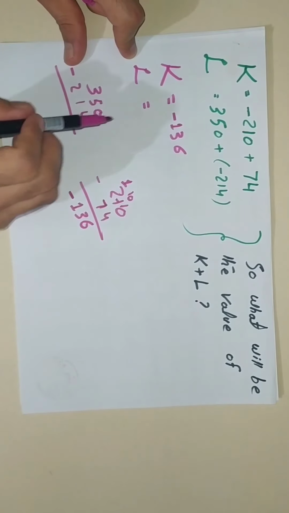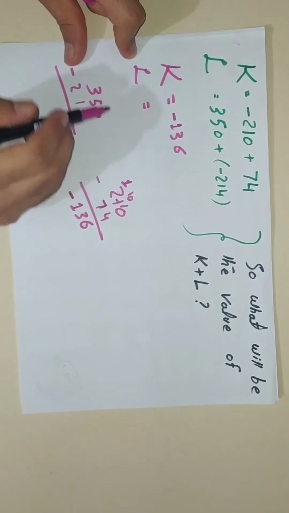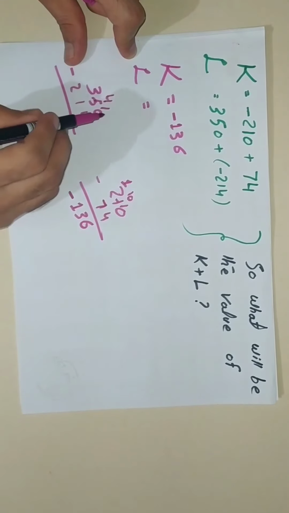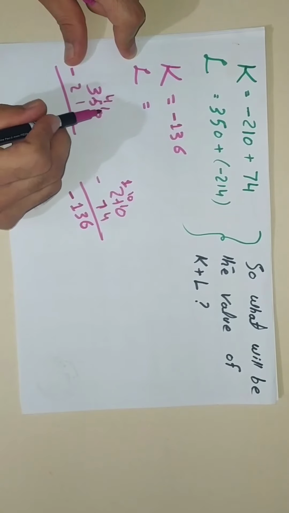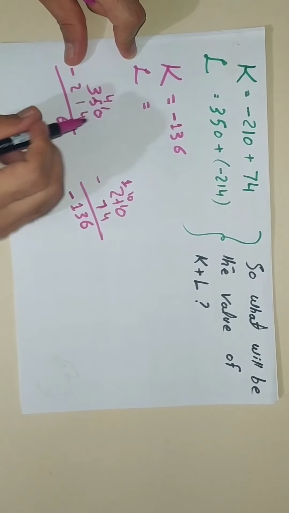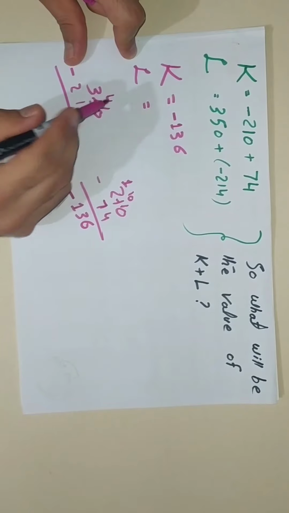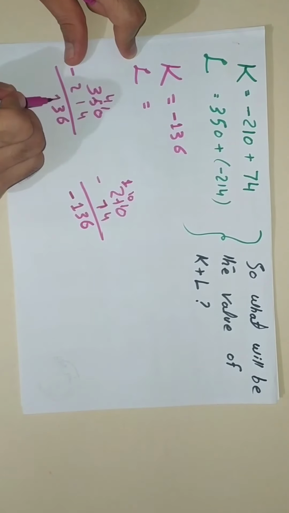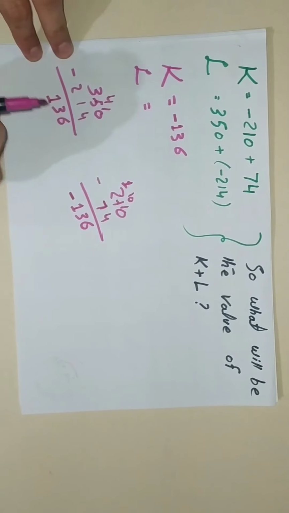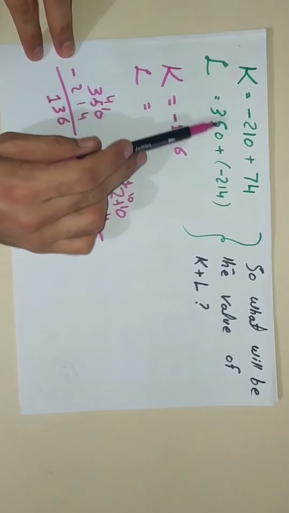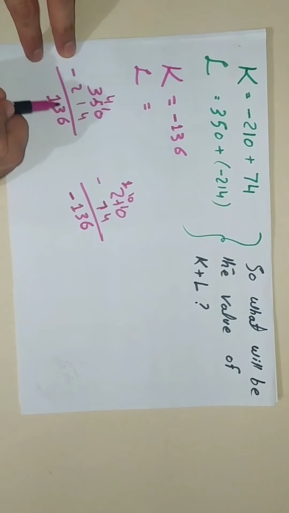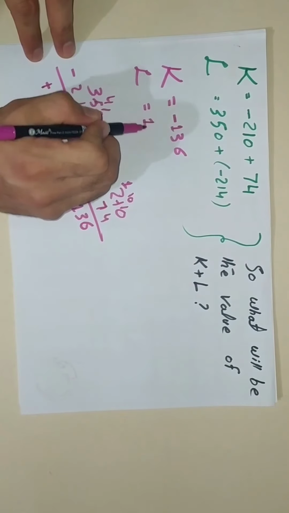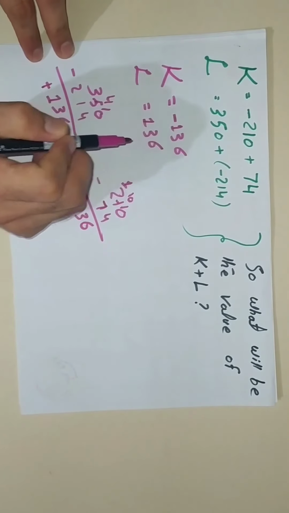214. Same case again, we can't subtract 4 from 0, so I will bring 1 from here, it will be 10, and here it is remaining 4. I subtract 4 from 10, the answer will be 6, and if I subtract 1 from 4, it will be 3, and I subtract 2 from 3, it is 136. 350 is bigger, so I will put the sign of 350, it will be positive. It is plus 136.